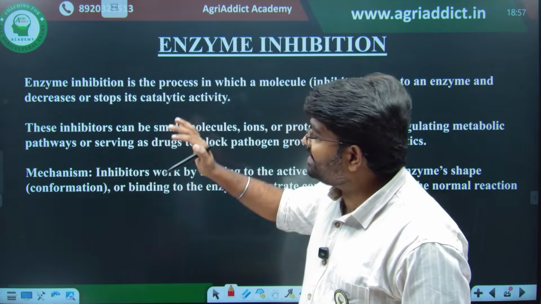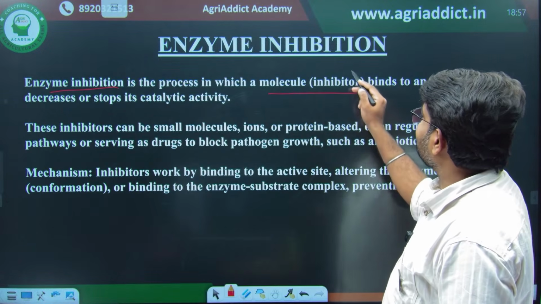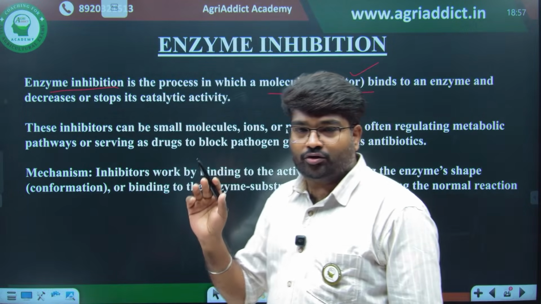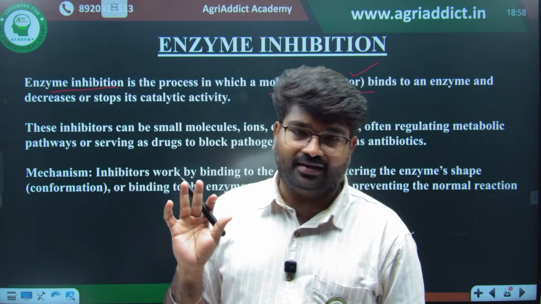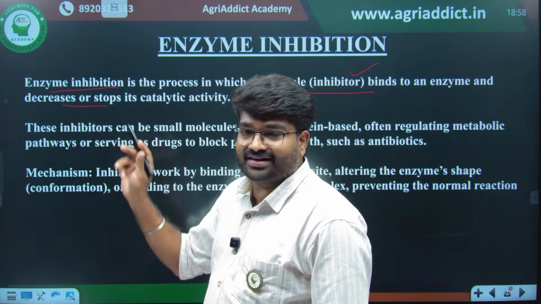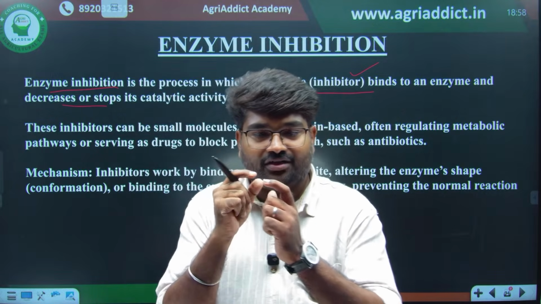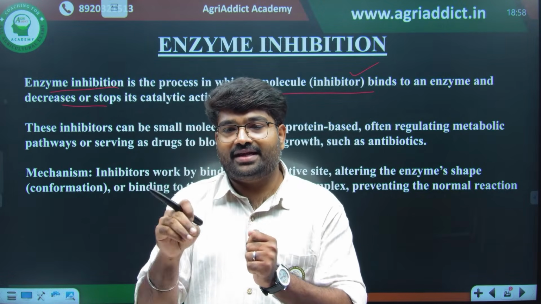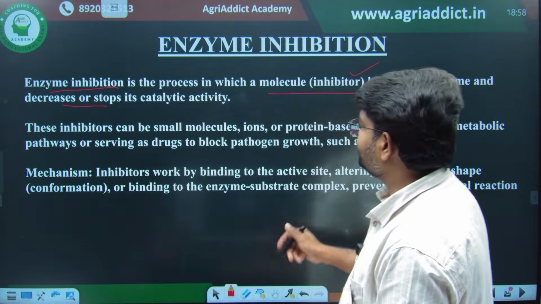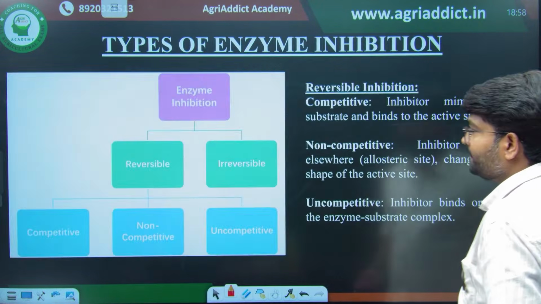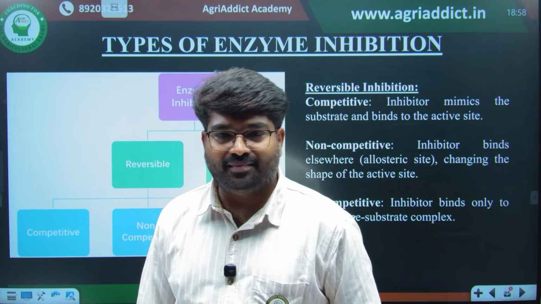So enzyme inhibition means what? It is the process in which an inhibitor molecule binds to an enzyme and decreases or stops its catalytic activity. An inhibitor is a substance or molecule that goes and binds with the active site of an enzyme, then decreases the catalytic efficiency of that particular enzyme. For example, antibiotics, which we have discussed. There are two broad classifications of enzyme inhibitors.